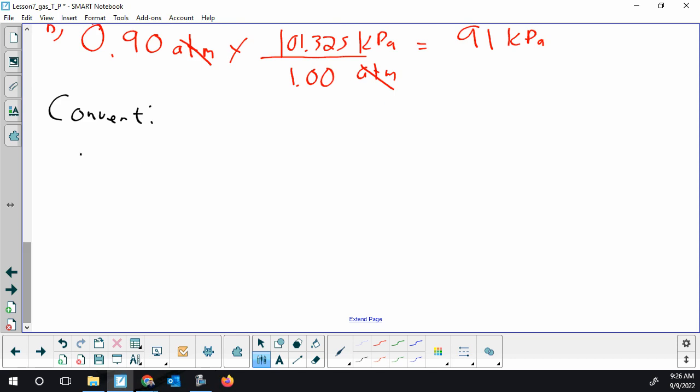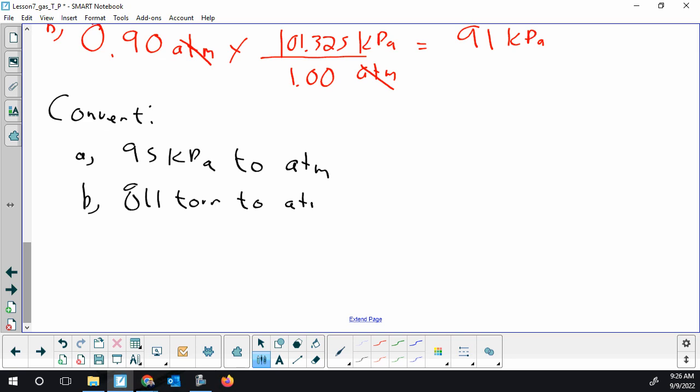So I'd like you to convert A, 95 kilopascals to atmospheres, and in B, 811 torr to atmospheres. We'll give about a minute to a minute and a half, which hopefully will be enough, and then we'll go through these two in more detail.